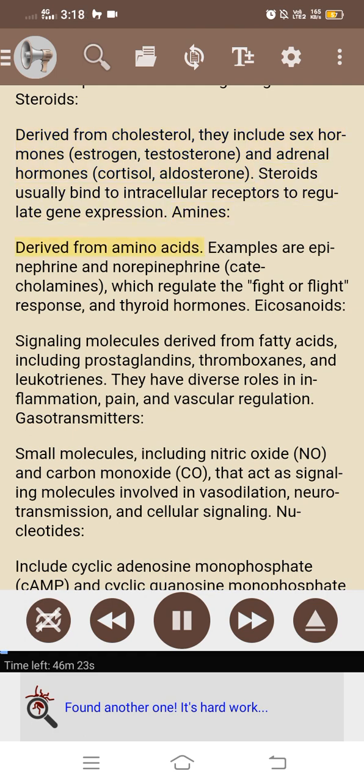Amines. Derived from amino acids. Examples are epinephrine and norepinephrine, catecholamines, which regulate the fight or flight response, and thyroid hormones. Eicosanoids. Signaling molecules derived from fatty acids, including prostaglandins, thromboxanes, and leukotrienes. They have diverse roles in inflammation, pain, and vascular regulation.